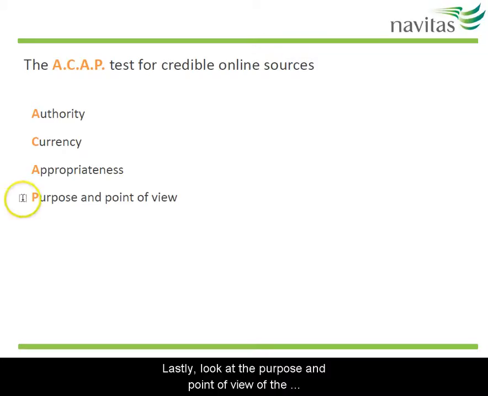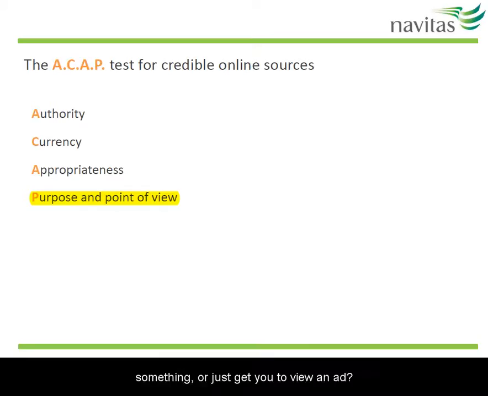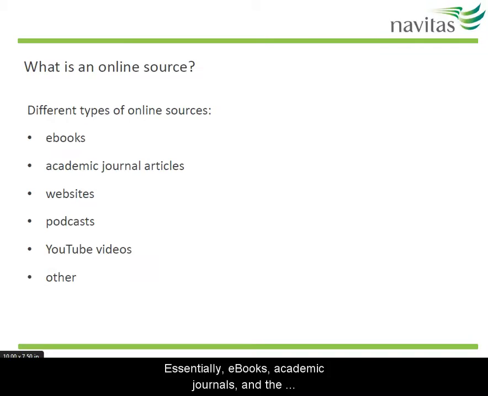Lastly, look at the purpose and point of view of the author. Does the author have a hidden agenda, for example? Are they trying to sell you something, or just get you to view an ad? Essentially, ebooks, academic journals and the websites of reputable organisations are better sources of information than other online sources. There are assignments that require you to talk about videos on YouTube or newspaper articles, but these are not the standard types of academic sources for most assignments.